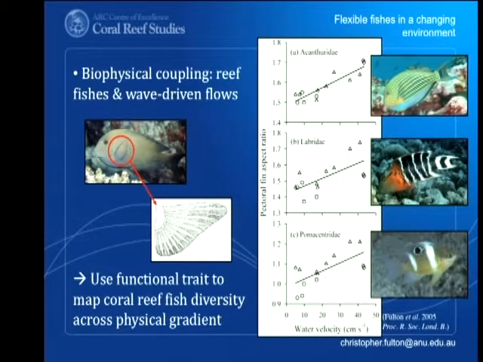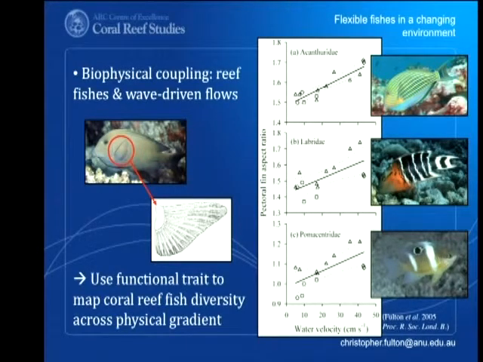So some of the work we've done in the past is actually looking at how you can map biodiversity of coral reef fishes across wave gradients. And this is an example here where we've taken an informative trait, the pectoral fin of a coral reef fish, and from that we can predict their swimming capacity and how well they can deal with wave-driven flows. And we've looked at this now across several different lineages of fish and found a consistent pattern that the fish are arranged on reefs according to their fin shape and the average flows that you'll find in each of those different reef locations.